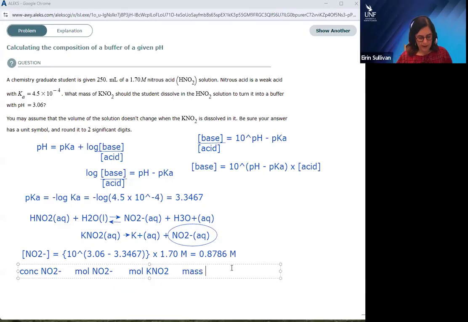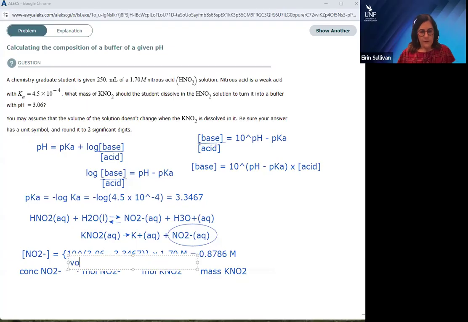So what things do I need to gather together? I need to gather together my volume of solution, which is going to be the 250 mils. Each of these conversions is going to need some kind of factor. So concentration to moles is going to use volume. And of course, I've got to be careful. I've got to get that from milliliters to liters as well. So make sure you've got the right units there.